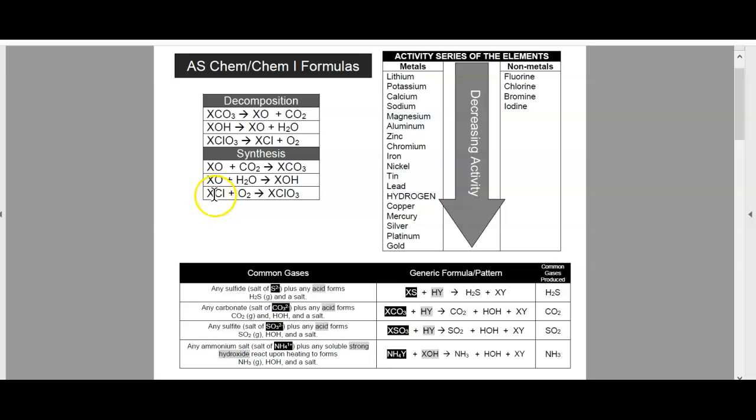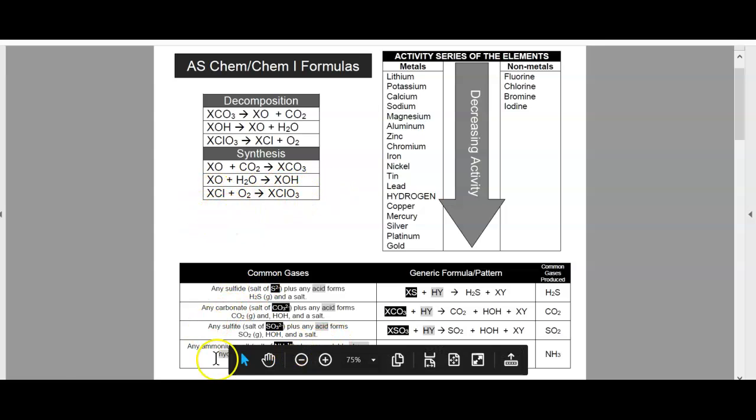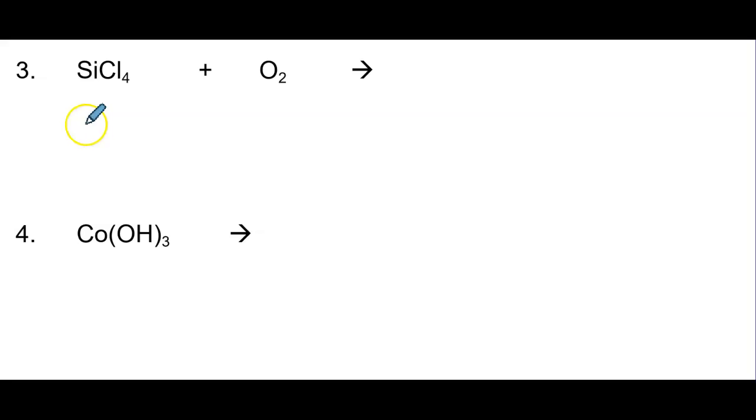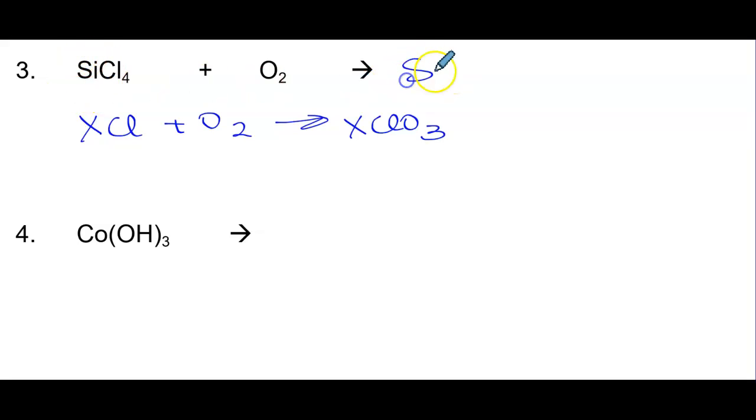Remember that I could have subscripts or numbers with X. I can have subscripts or numbers with Cl. Basically, anywhere you see an X, there could be subscripts with the X or the partner with X. So I could have subscripts here. This is just a generic formula. So let's go back and look at that one. Do you see that we have XCl plus an O2? So that path or that template tells us we're going to form XClO3. So in this case, our X is Si, so SiClO3.